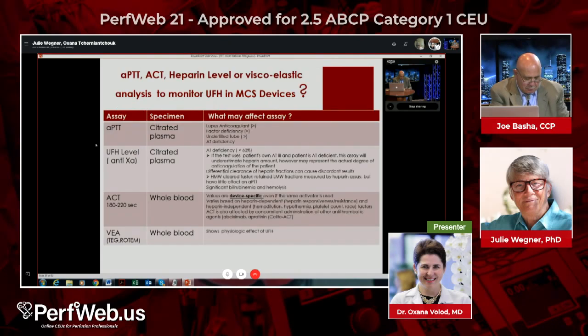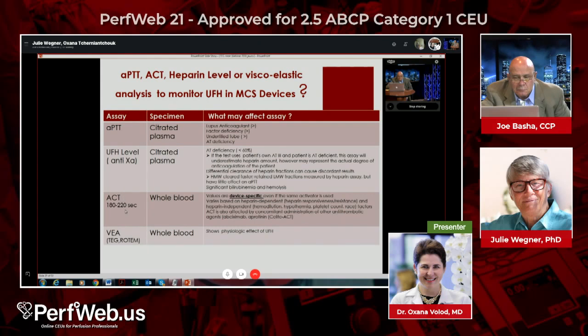Okay, based on all these cases that I presented to you, I would like you to note that there are differences between PTT, ACT, and heparin assays versus viscoelastic assays like TEG or Rotem. For PTT and unfractionated heparin level, we use plasma, so we remove all the other cellular components. PTT will be affected by lupus anticoagulant, which will prolong PTT, and factor deficiency will prolong PTT. If the tube is not filled correctly, a high anticoagulant to blood volume ratio will prolong PTT, and antithrombin deficiency can also affect measurements of the heparin. The heparin assay is much more reliable, but if the patient has antithrombin deficiency, the assay will be affected.